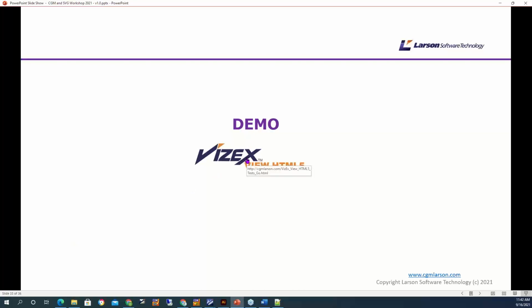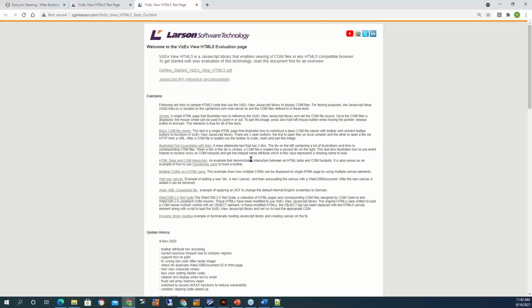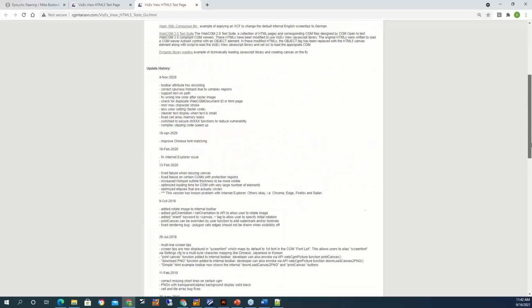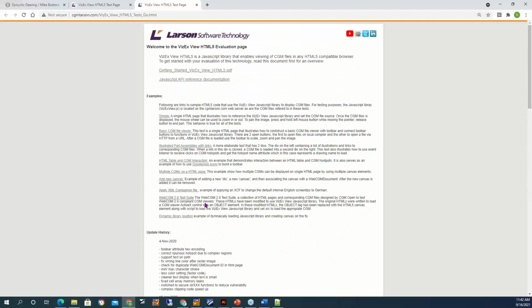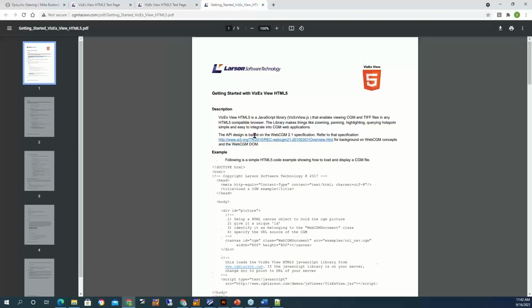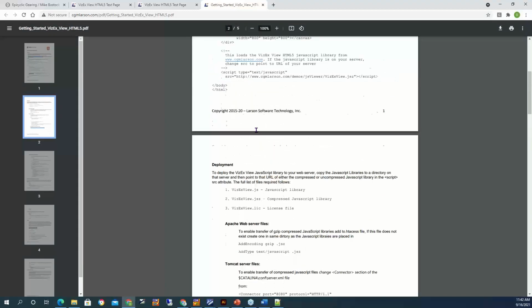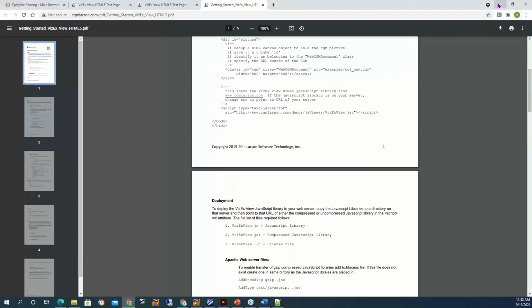So let me just open this page. This is actually the evaluation page for the SDK. I thought some people might be interested to know what that looked like. We give you all the documentation, and all the releases are down here when they came out, and also examples and a quick start guide to help you, or your developer, get going with the SDK.